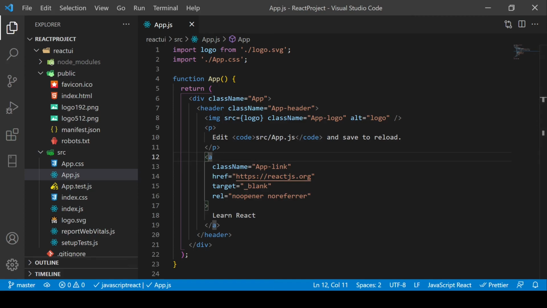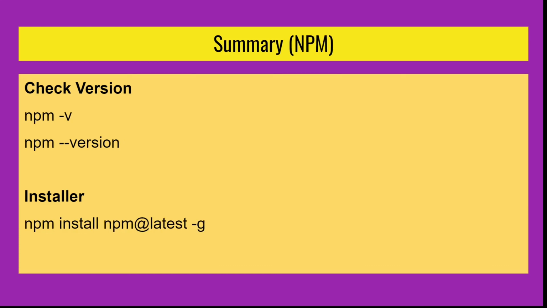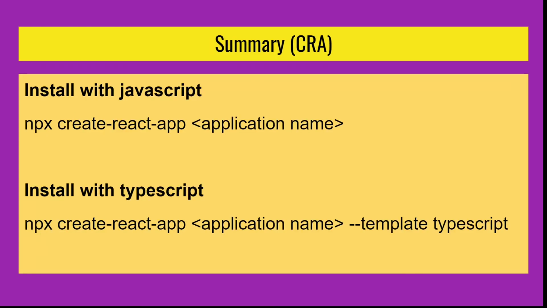Okay, that's all. To summarize, to check the version of Node, you use node -v or node --version. The installer for Node.js is at nodejs.org. For NPM, Node Package Manager, to check the version, npm -v or npm --version, and to install the latest version, npm install npm@latest -g. Lastly, to create your React application with JavaScript, npx create-react-app followed by the application name, and with TypeScript, npx create-react-app application name and --template typescript.